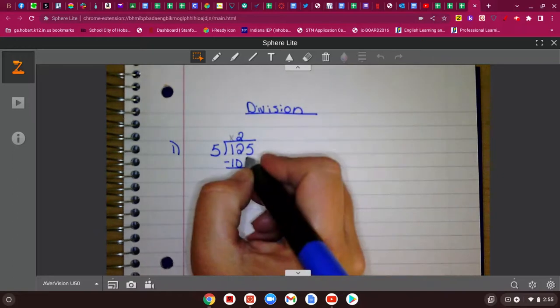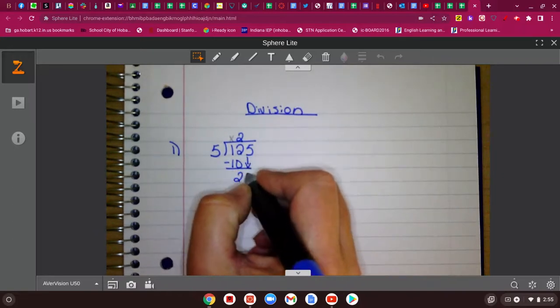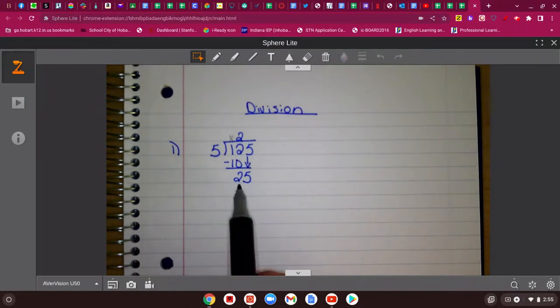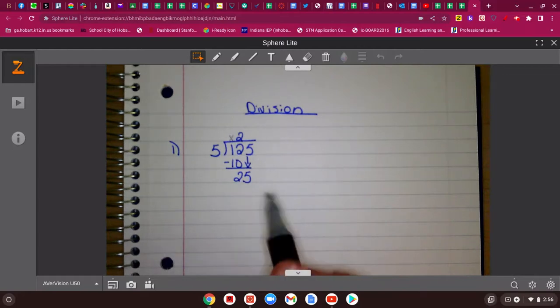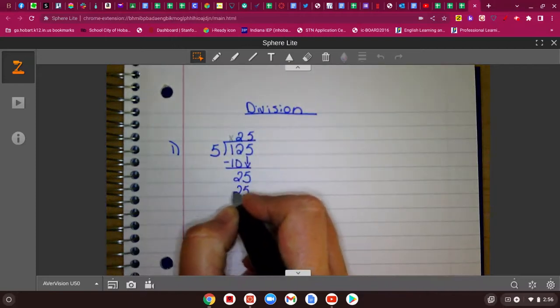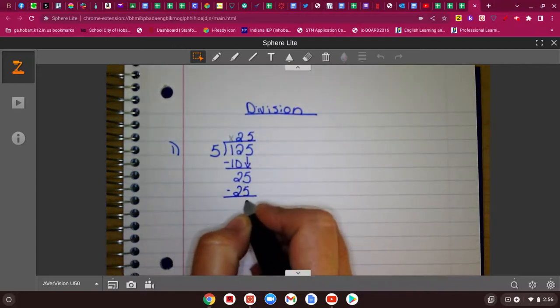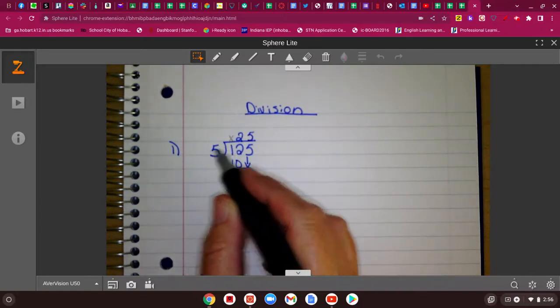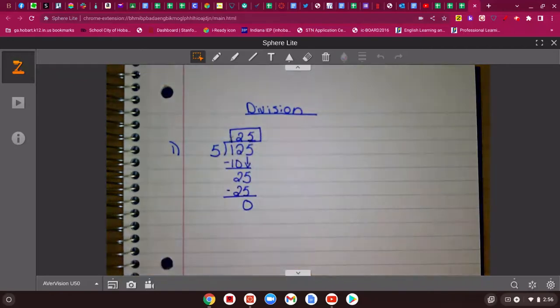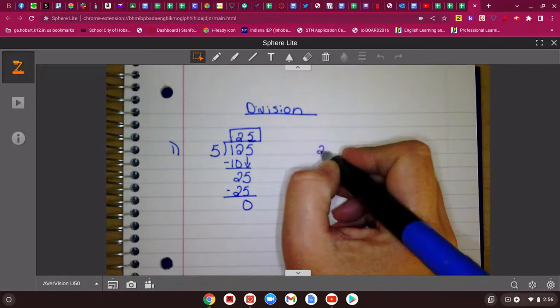Okay. Then you have to bring your next number straight down. So now we're looking to see 5 times what gets us close to 25. And again, going through your multiplication facts for 5, 5 times 5 would give you 25. And then you're going to subtract and you get 0. So 5 goes into 125 25 times. Okay. Moving on to our next example, number 2.